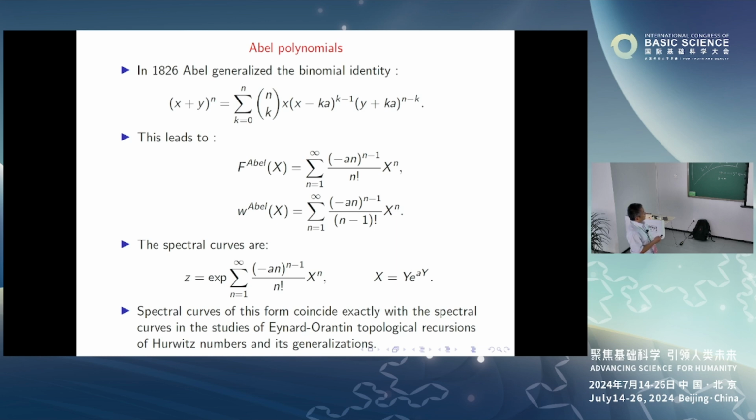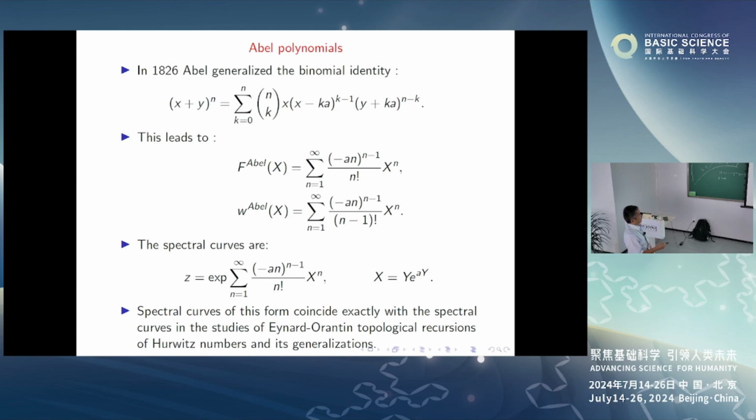So in 1826, Abel generalized the binomial identity by changing this x to k, and y to n minus k, to something like this. This leads to certain interpolating statistics with a free energy, which I call F Abel. That's the free energy associated to this, which is a series. And this series is the so-called Lambert series. They appear in the study of counting trees. So tree diagrams are just a general thing.